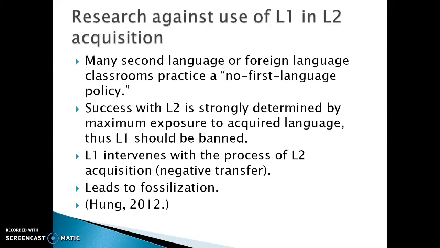Another reason against the use of L1 in L2 acquisition is that it leads to fossilization. This is the phenomenon by which L2 learners often stop learning, even though they might be far short of native-like competence. This term is also used for specific linguistic structures which remain incorrect for lengthy periods of time in spite of plentiful input. For example, immigrant speakers whose fluent L2 still contains non-target-like structures.